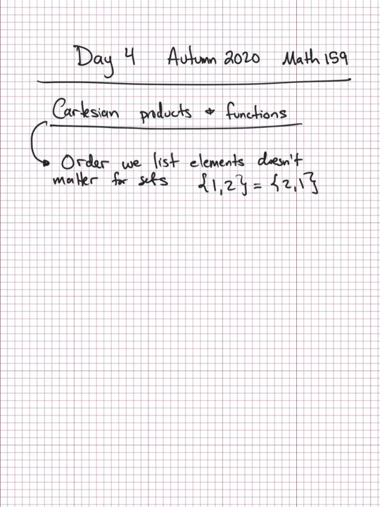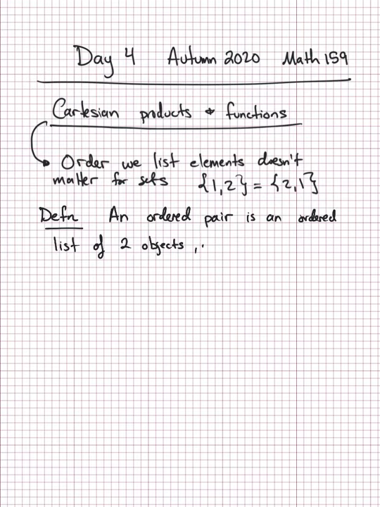So this is fine, but it's also obviously useful to have collections of elements where you do care about the order, okay? So here's the first definition that makes this precise. An ordered pair is an ordered list of two objects.